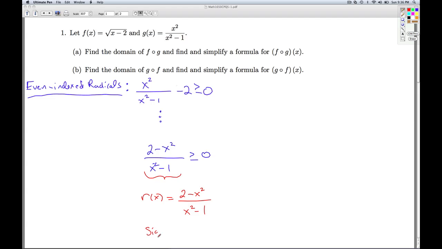I'm going to make a sign diagram. Okay, so how do I make a sign diagram for that function? It's a rational function, so I look for the domain first, see where the function doesn't exist, and look, I've got that x squared minus 1 again in the denominator.